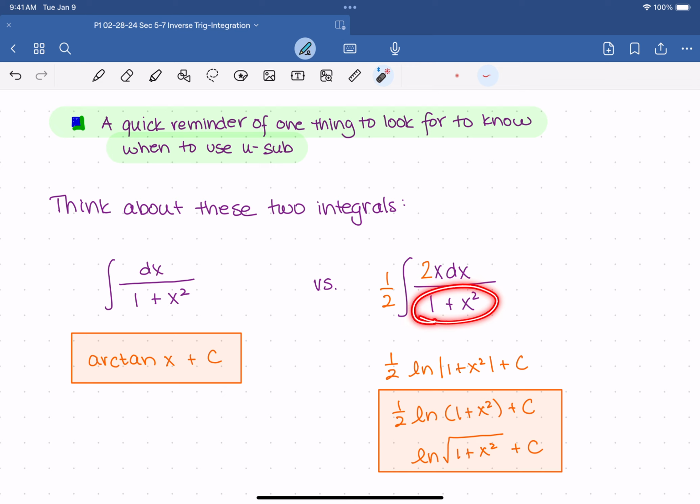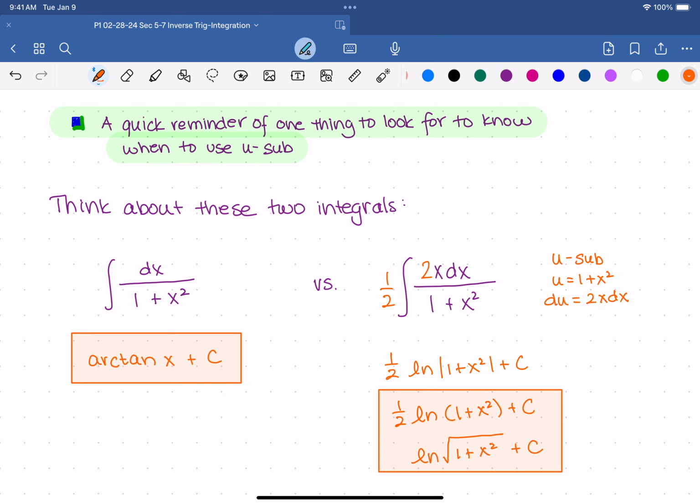If you have the derivative of the bottom in the top, that's natural log, and you can use u sub, let u equal the bottom. So du is 2x dx. So 1/2 du is x dx. And when you do u sub, you would wind up with 1/2 times the integral of du over u, which is 1/2 natural log of u plus c, which does get us back to exactly where we were.